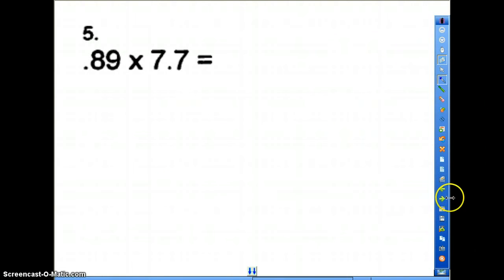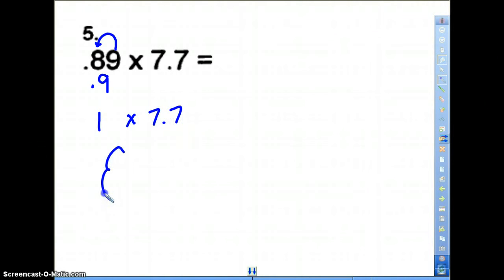Here's where things get a little more complicated. Now we're multiplying with decimals. And before we start, let's estimate, okay? 0.89, if you rounded this to the tenths place, that's 0.9. And if you rounded that a little farther, that becomes what? Yeah, you could call that 1 whole multiplied by 7.7, which gives us what for an estimate?